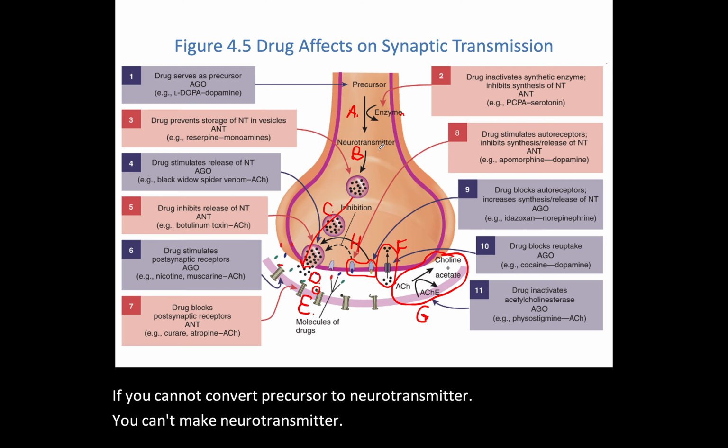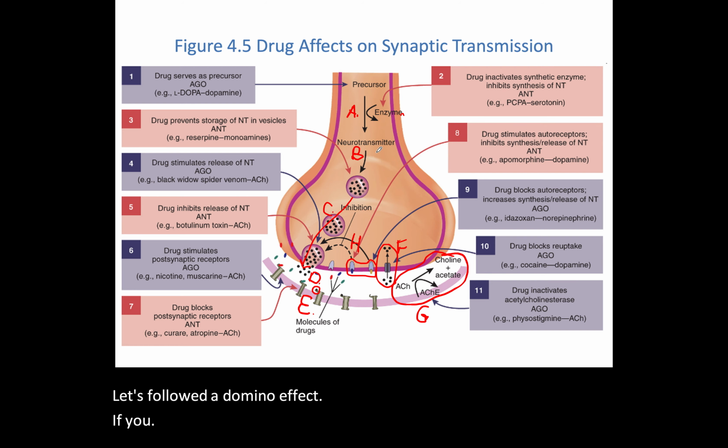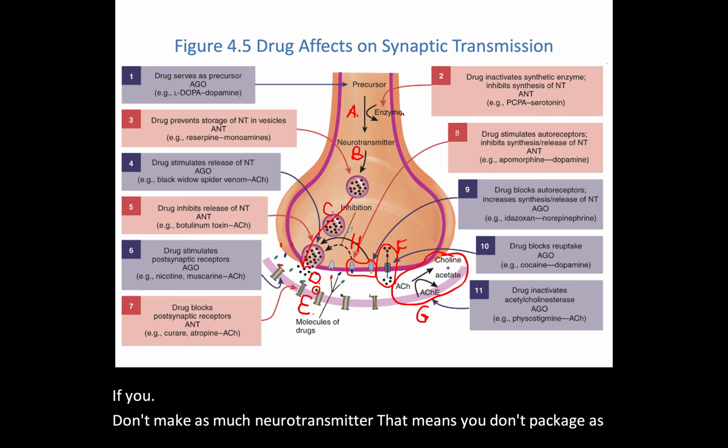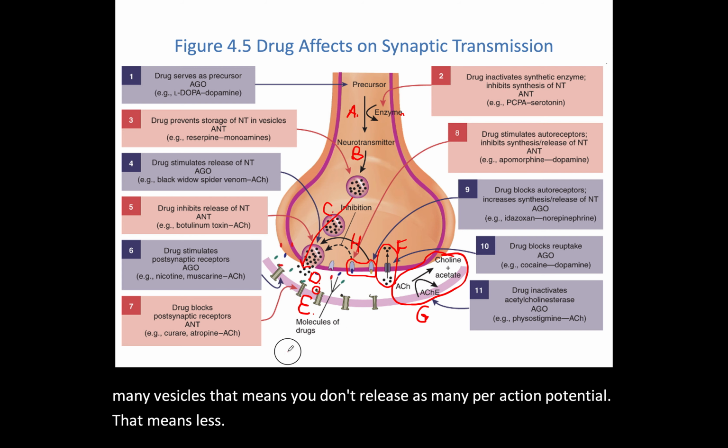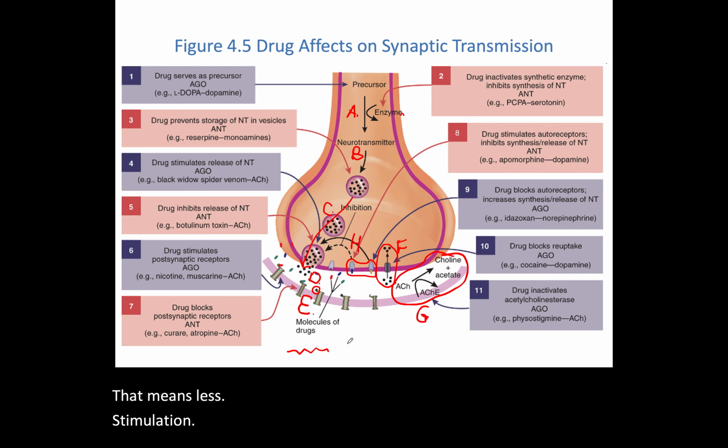Let's follow the domino effect. If you don't make as much neurotransmitter, that means you don't package as many vesicles. That means you don't release as many per action potential. That means less stimulation, which means, not agonism. Boop. Antagonism.